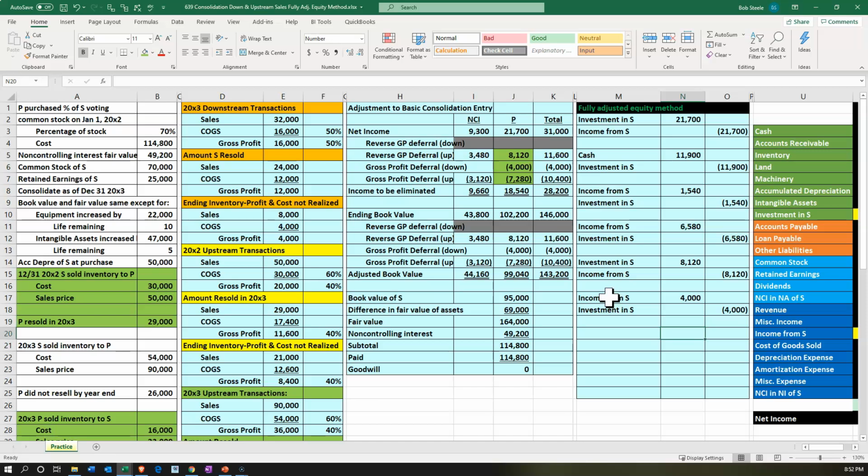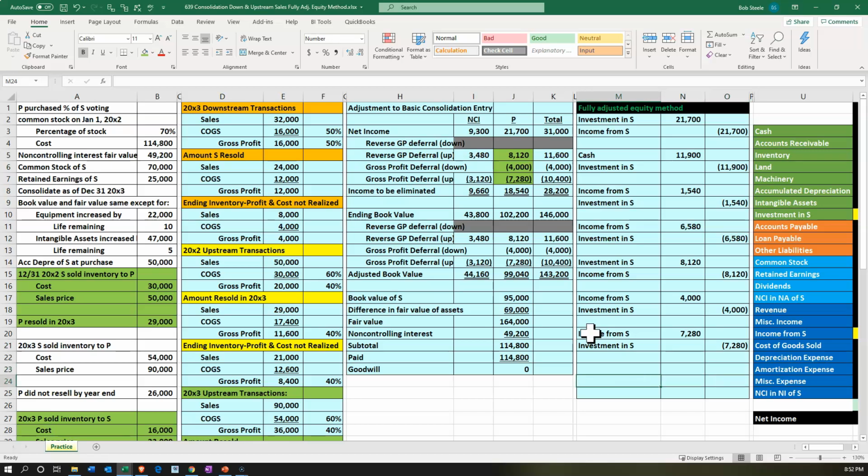And then we're going to be picking up the gross profit deferral up, the 7,280. That's going to be income from S and investment. And I'm going to say negative of that 7,280.